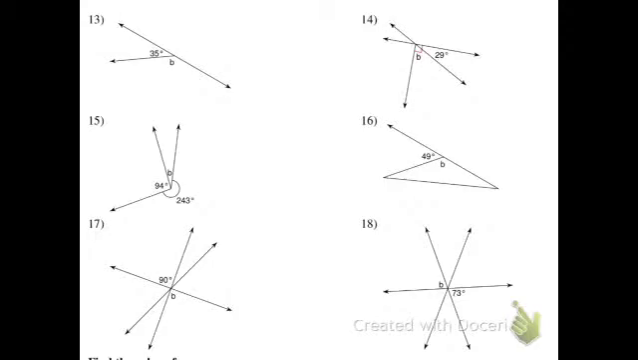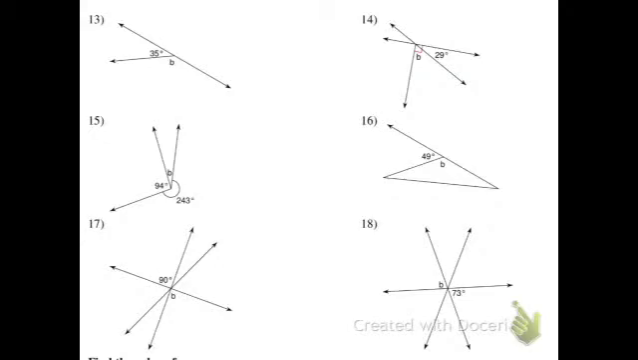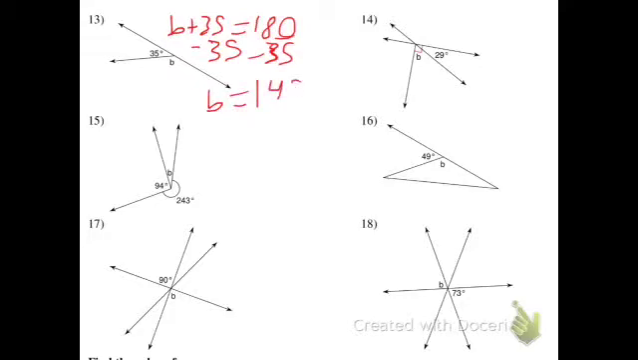Moving on to our next set of angles here. B, along with that 35 degrees, is going to make us a linear pair. So it has to add up to be 180. So you just subtract 35 from both sides, if you're not sure what it is right now. And you get B equaling 145 degrees.